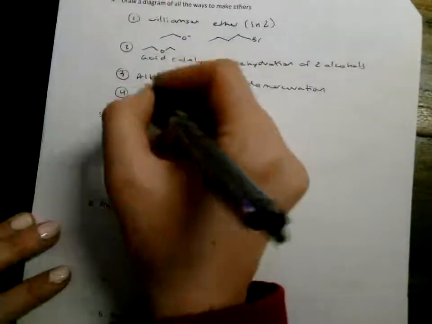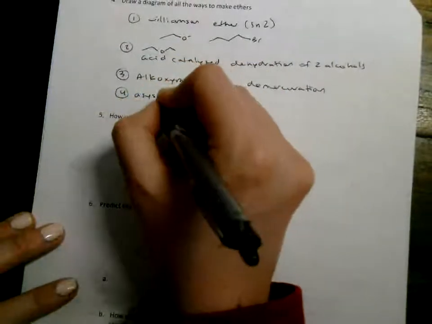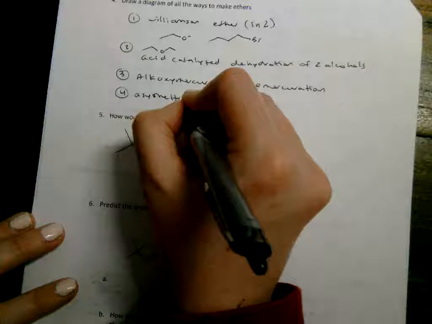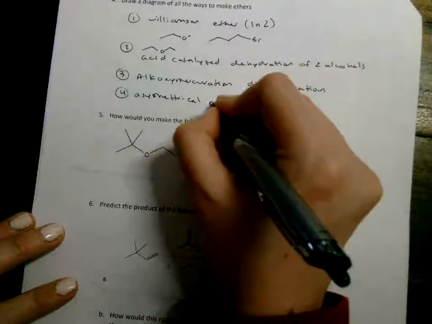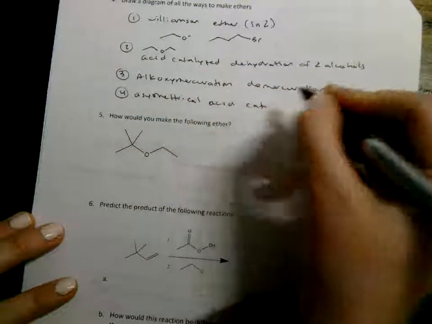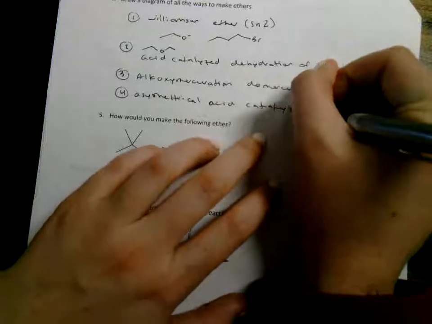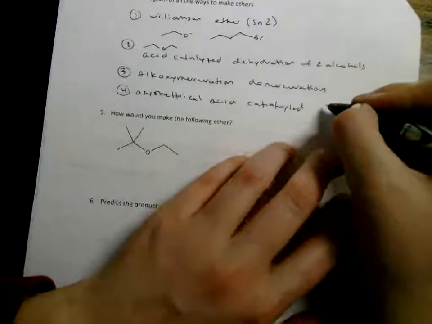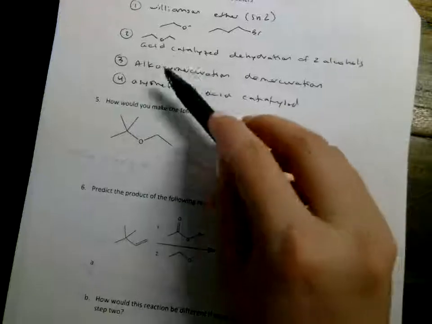Another one is the asymmetrical acid catalyzed. This is really not useful unless you have a tertiary. And the main reason for that is if you have two alcohols that you're trying to go through the alkoxy or the acid catalyzed, if it's not symmetrical, you're going to get a mixture.